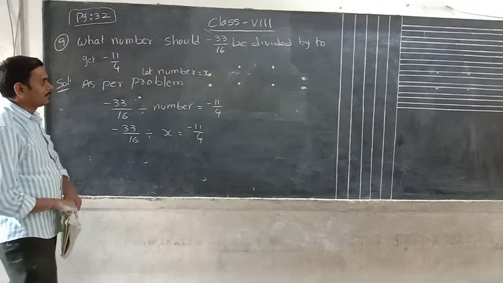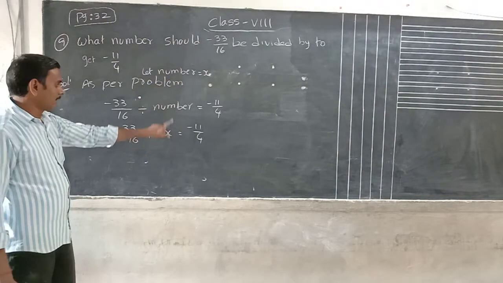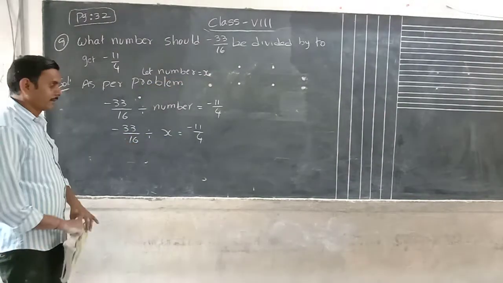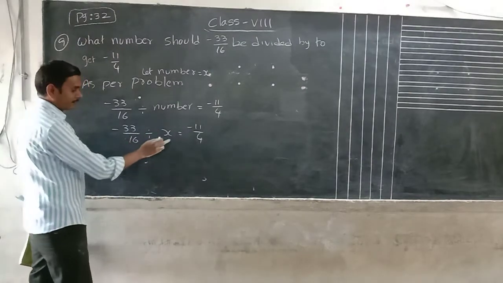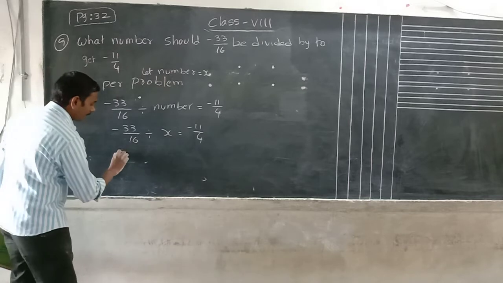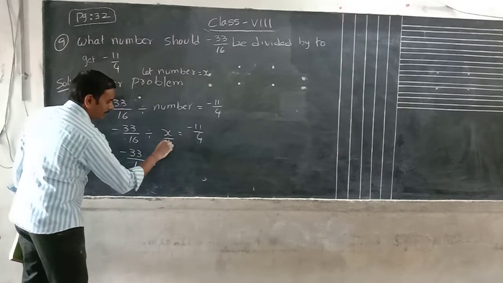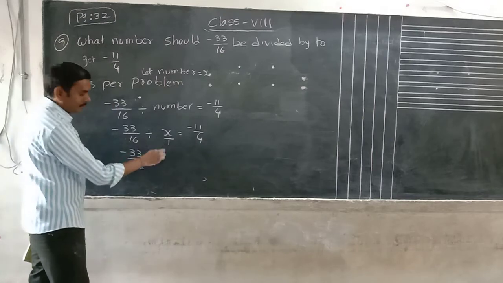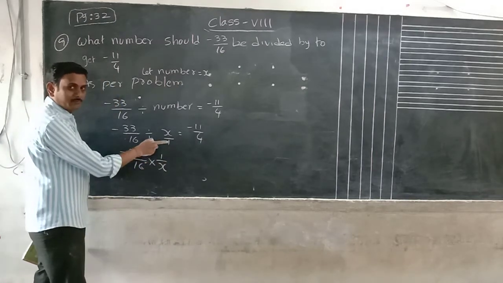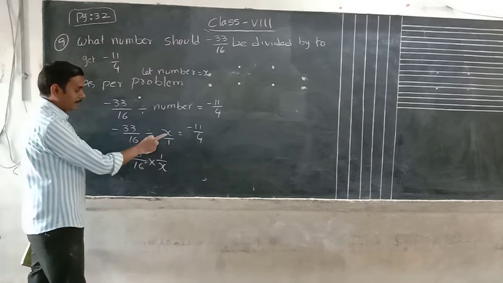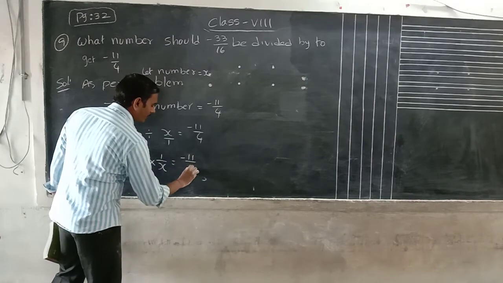That means I assumed let the number equal to x. An unknown number we can take as a variable. Already we know the number, instead of that I replace it with x for our convenience. Now convert it into the reciprocal. The denominator converts into multiplication. That means minus 33 by 16 multiplied by the reciprocal of x. The denominator is not there, that's why I wrote 1 in the denominator place. X by 1, reciprocal 1 by x, equal to minus 11 by 4.